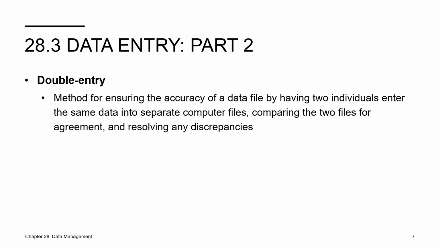So when you're entering data, there is one technique that is often used, and this is called double entry. This is the method for ensuring the accuracy of the data file by having two or more individuals include the same data into separate computer files, and then compare those files for agreement and then resolve any discrepancies. This is really good for making sure that the internal validity of the data, the internal consistency is there, but it's expensive if you have to pay people and time consuming.